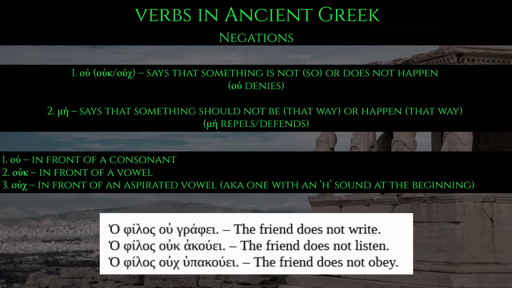And since we are on this topic, I might as well talk very briefly about negations as well. You see, we do have two different kinds of negations. First, ou, with alternations of ouk as well as ouch. And that says that something is not so or does not happen. Ou simply denies. The second one is me. That says that something should not be that way or happen that way. So me repels or defends.